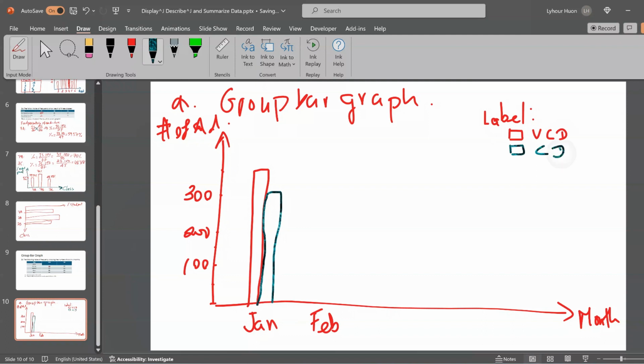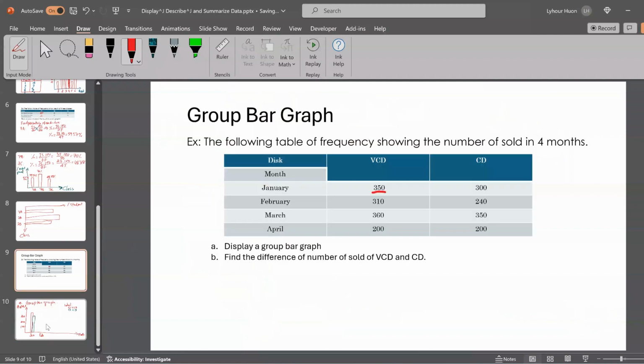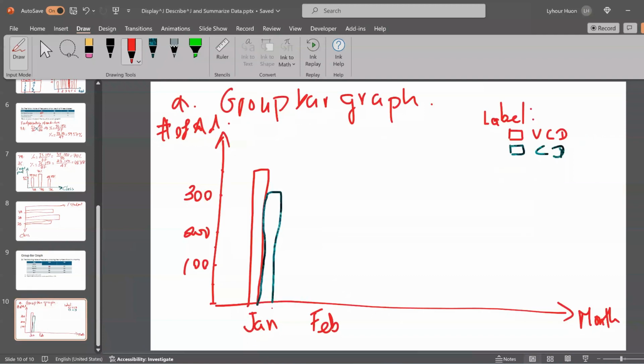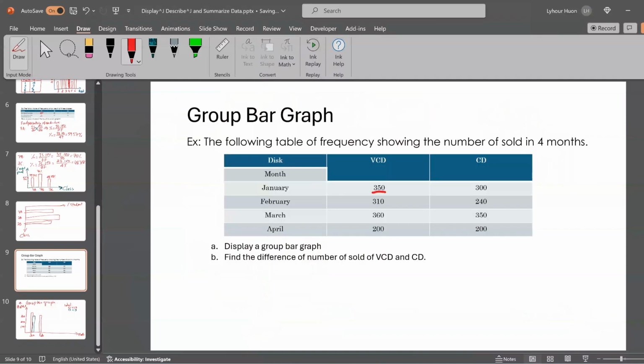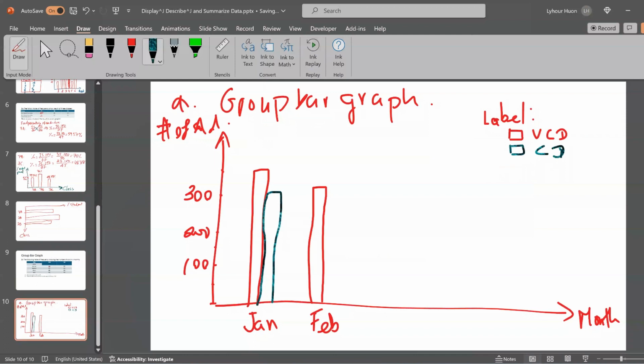Then the reader can read this group bar graph and see, oh, the red one is VCD, this is the CD, so they can track the data. Okay, for February, there will be 310. 310 should be a little bigger here. While the CD is 220, CD 240 here.